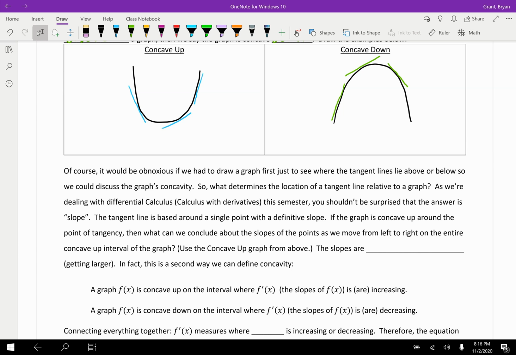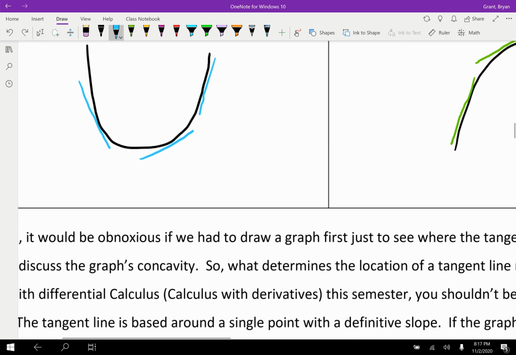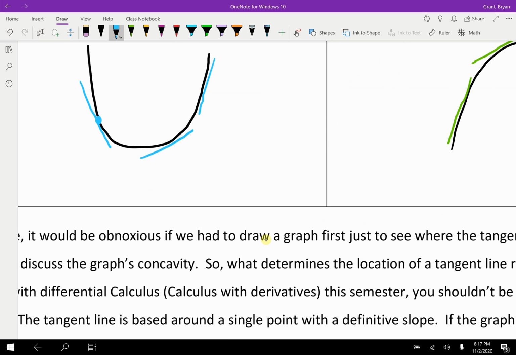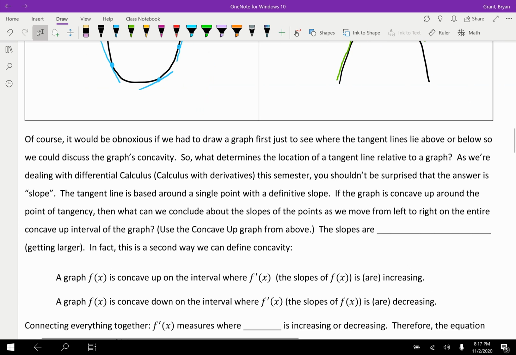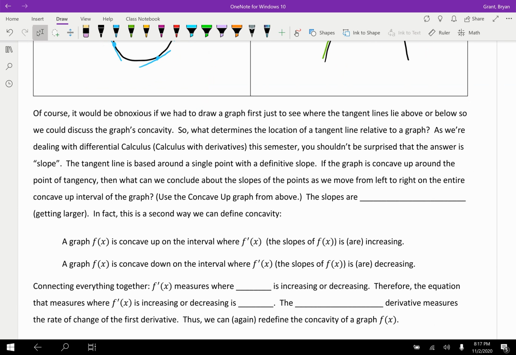Okay, so let's go back to the tangent line. Our tangent line is based around a single point with a definitive slope. And so we can use tangent lines to find the slope at different points on the graph, right? So if my tangent line, I'm going to use the blue one because it's a little bit better. If we look at this slope here, the tangent line has the same slope as my graph at this point versus this point. We can use those to figure out the slopes of the graph. Now, if the graph is concave up around a point of tangency, let's see what we can conclude about the slopes of the points as we move from left to right.